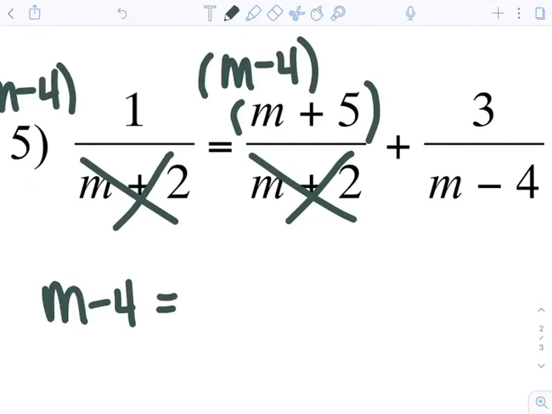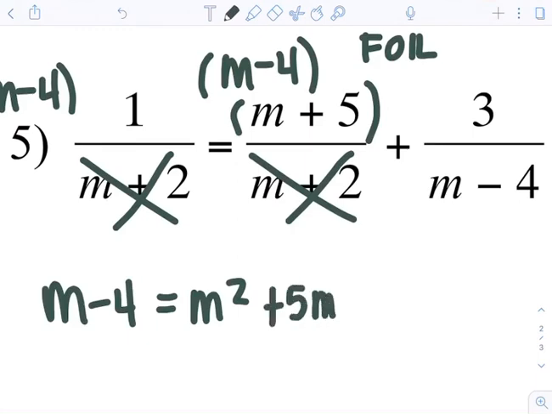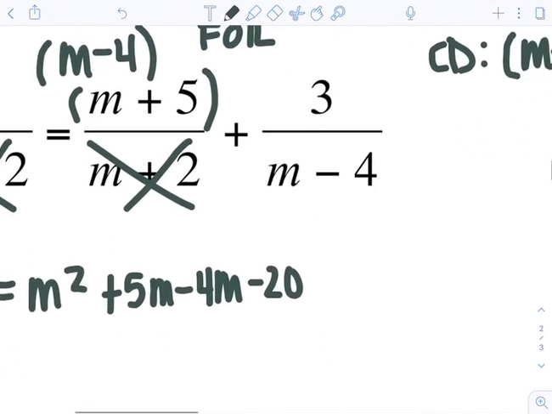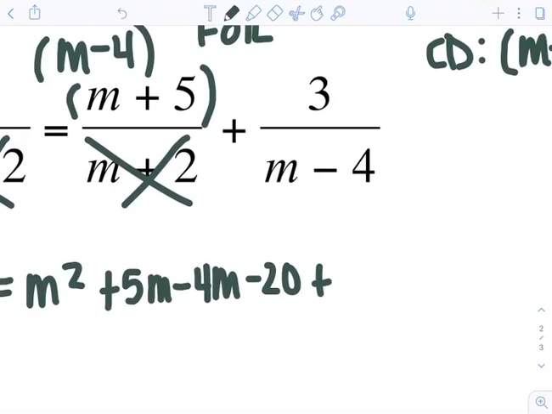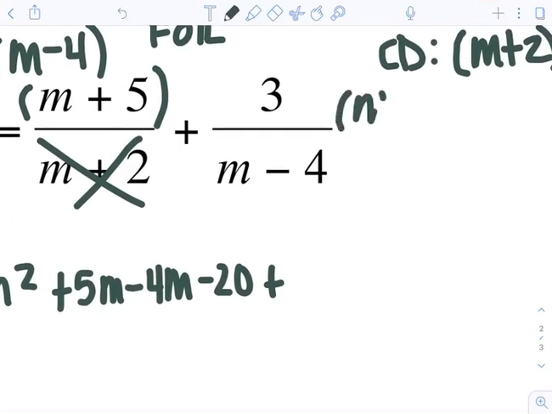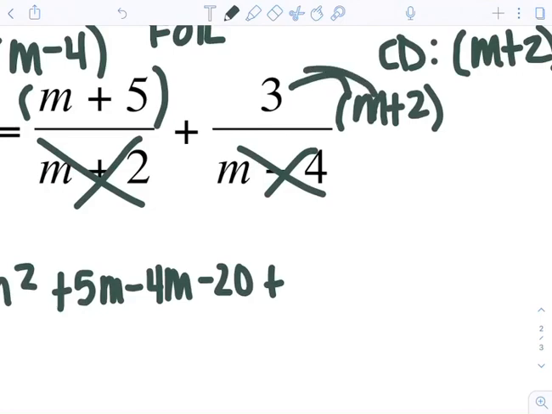Now, since it's a binomial times a binomial, you got to FOIL. So I get m times m, that's m squared. M times 5, that's 5m. Negative 4 times m is negative 4m, and then negative 20. Plus, well, this denominator is missing the m plus 2 from the common denominator. So multiply the numerator by m plus 2, cross out the m minus 4, and distribute. So 3m plus 6.